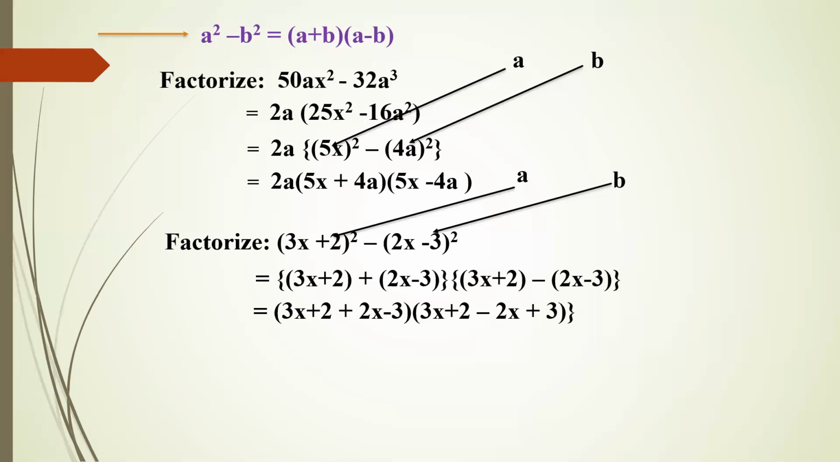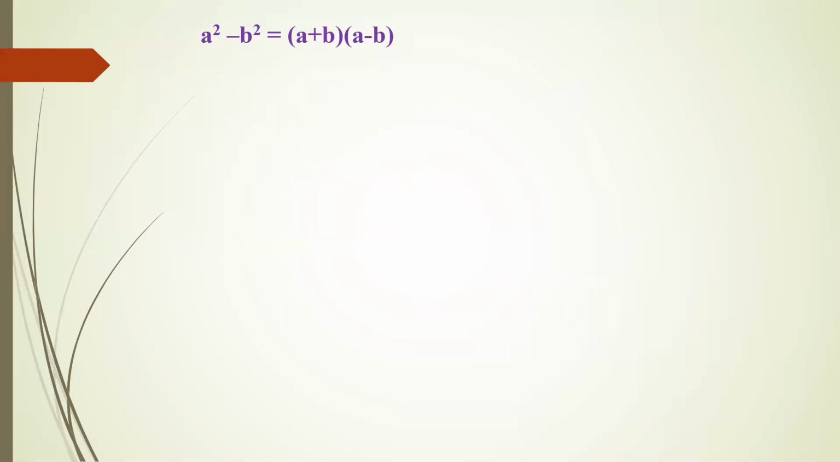Okay. And now here, 3x plus 2x gives you 5x and 2 minus 3 gives you minus 1. In the second bracket, 3x minus 2x is x and plus 2 plus 3 gives you 5. So we have got the two factors here, right? Okay, once again, the same formula I'm just showing you, a square minus b square. Just keep in your mind.